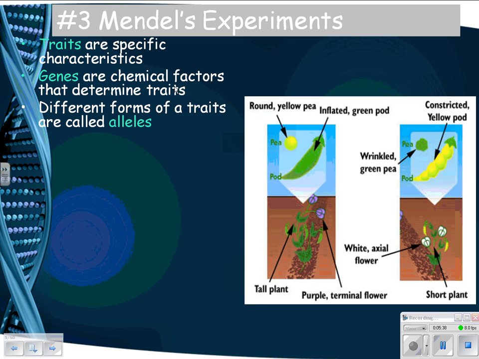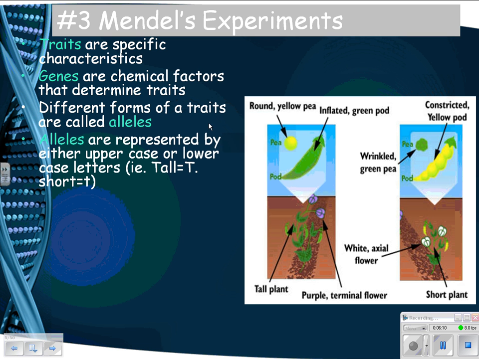He didn't really know about DNA, and he didn't know about genes, but he did know that there was something that was creating that trait. And so it happens to be a protein that makes them yellow or green. And an allele is basically just a different form of a trait. So there's an allele for yellow color and one for green.